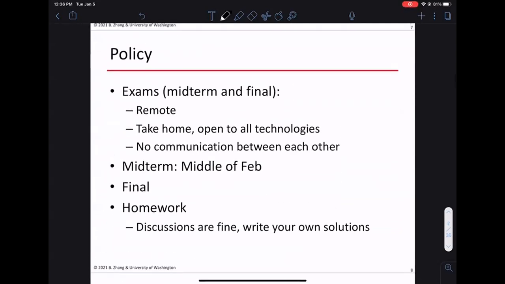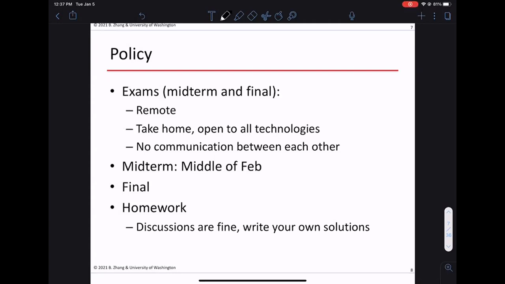So the policy for the exams: both will be remote. Probably all day long, so we're looking at maybe 12-hour take-home exams. They will be remote, take-home, and open to whatever technology you can think of. Feel free to Google stuff, feel free to use software, you can use other books. You can look at whatever you want, as long as there's no communication between the students. All other technologies are fine.